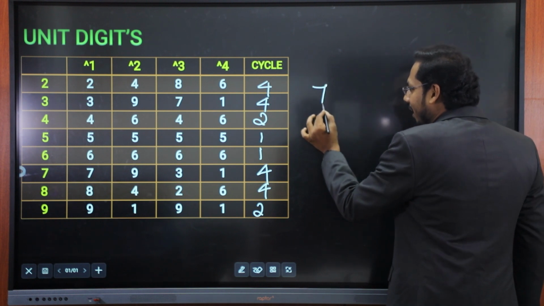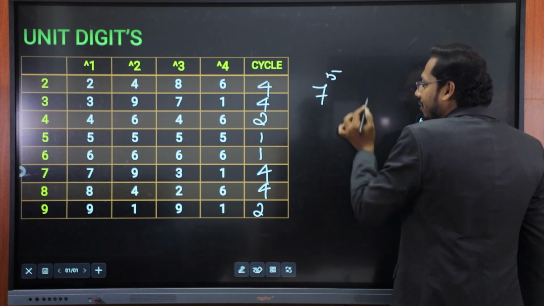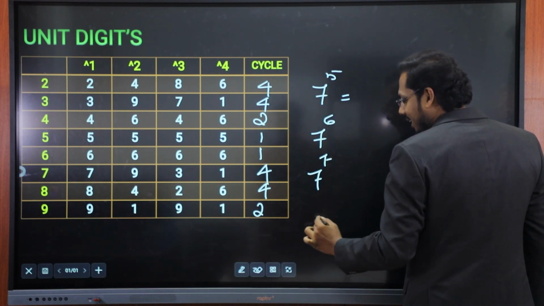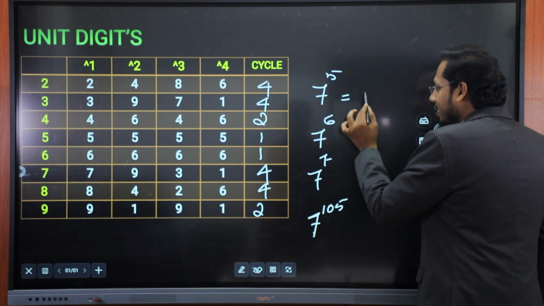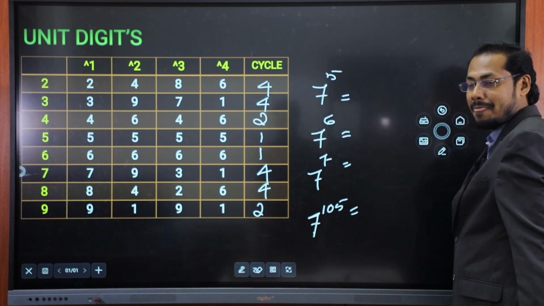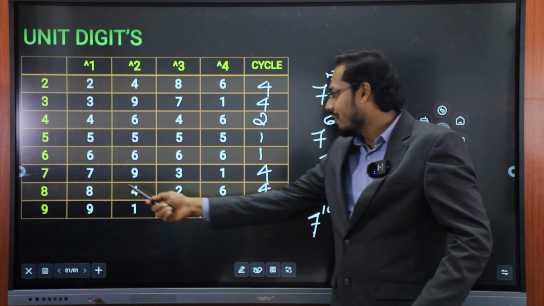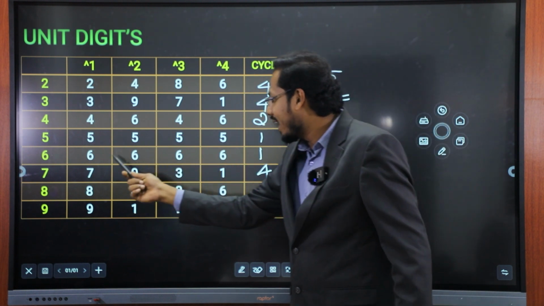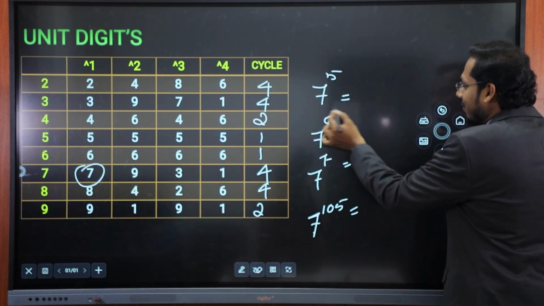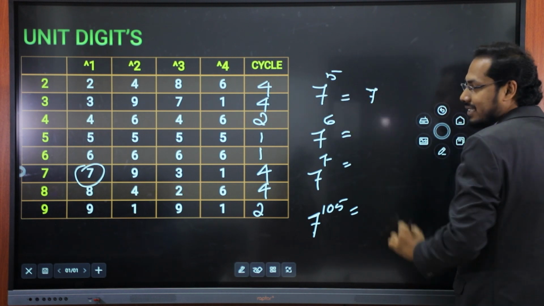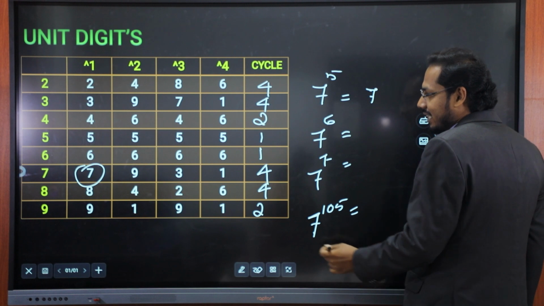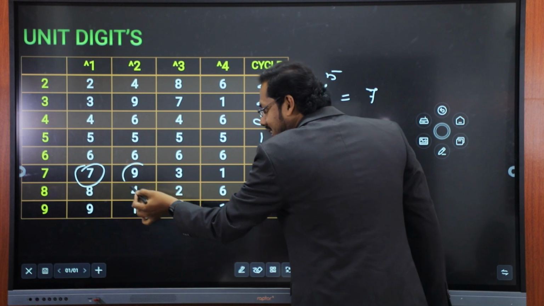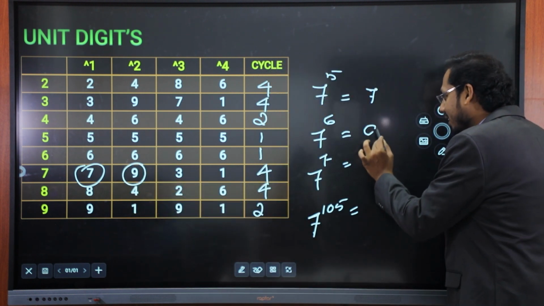Now I'll explain with a small number. Look at this. If I am writing 7 power 5, what is it? 7 power 6, what is it? 7 power 7, then 7 power 105. We are going to find the answer for all these numbers. 7 power 1, 7 power 2, 7 power 3, 7 power 4, 7 power 5, again I come here. So directly I can write 7 power 5 is nothing but 7 as the unit digit. If I go to 7 power 6, it is here, so the number ends with 9.